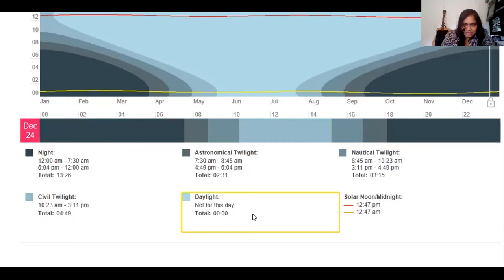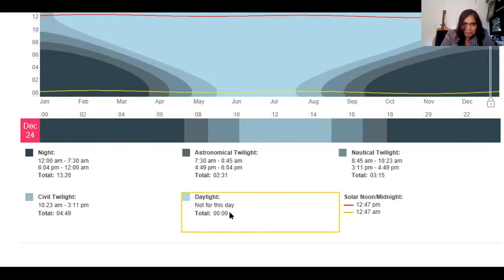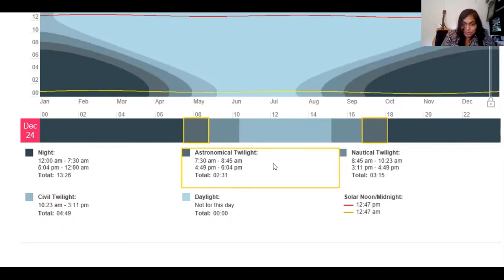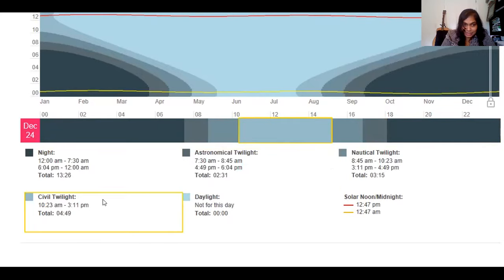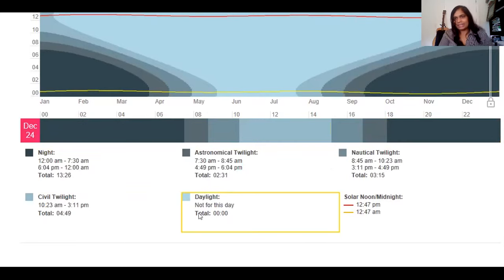As you see, there's no daylight for this day. They do have nighttime of 13 hours in total, and astronomical twilight, nautical twilight, and civil twilight. So there's a bunch of these lights in there, but 13 hours of full nighttime, and there's no daylight like 12 o'clock at noon time. There's nothing, right? Okay, let's go back to our slides again.